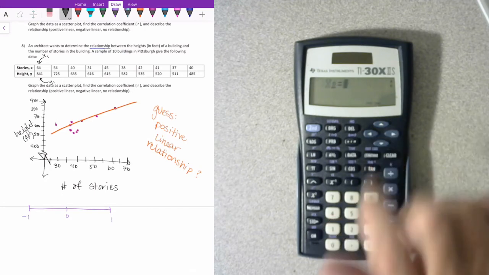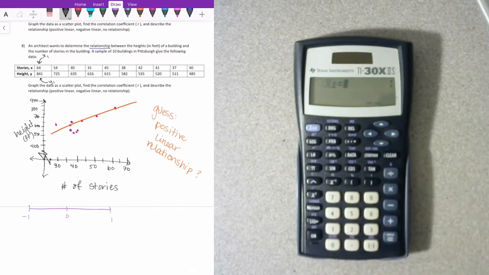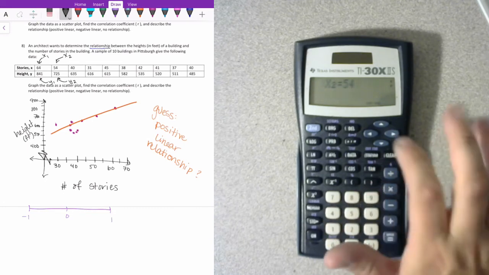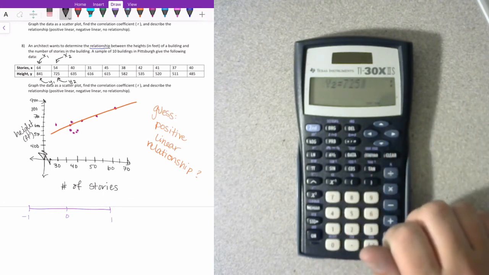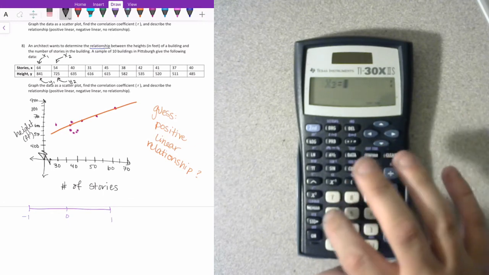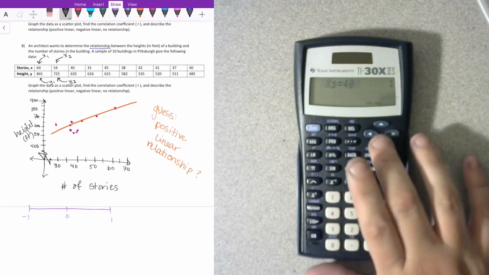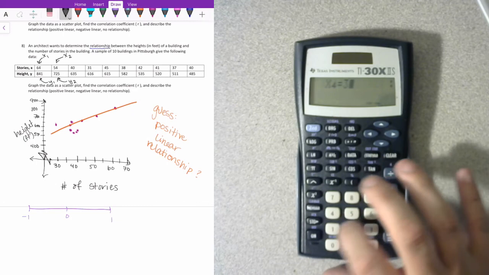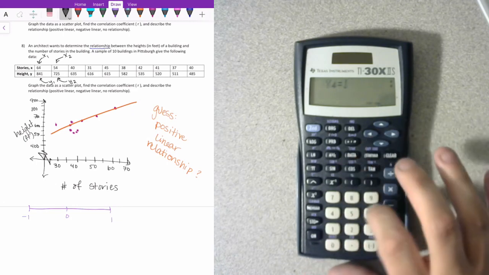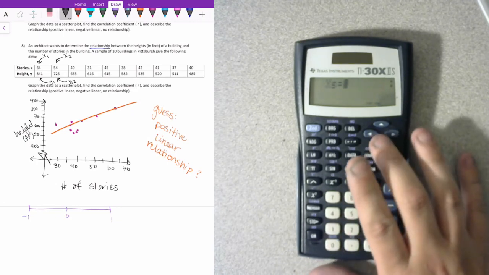So I'm going to hit down again. There's x2, which is 54. y2 is 725. So for x2, I'm going to hit 54, go down, y2, 725. And I'm going to start speeding through this. Our third point has 40 for x and 635 for y. Our fourth point has 31 for x, 616 for y.